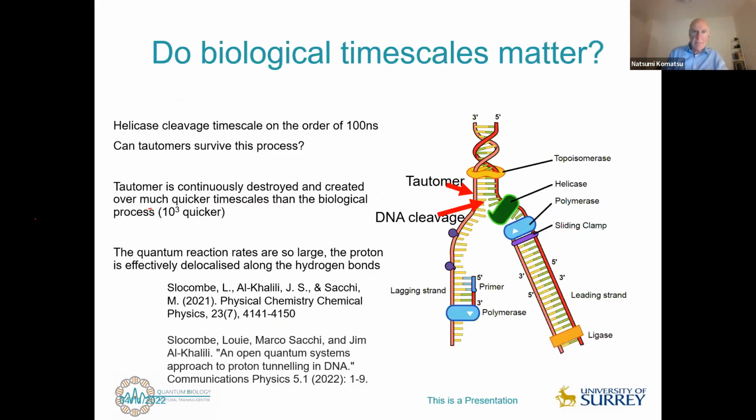But he did have some qualifications. So, could tautomers survive this process? This is one of Louis' slides, so this is kind of his thoughts about this.